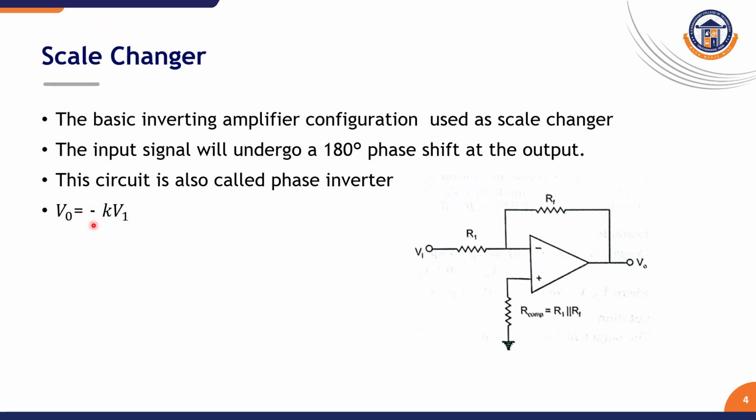Here, this minus indicates that our input voltage signal will undergo a 180-degree phase shift at the output voltage, so that there is a minus sign in the output expression. The circuit is therefore also called a phase inverter, and also a sign changer or scale changer.